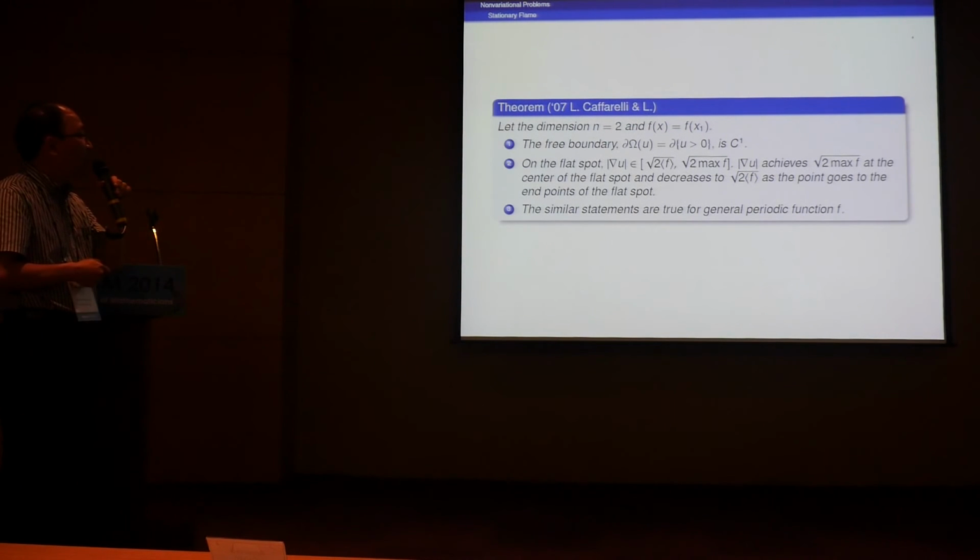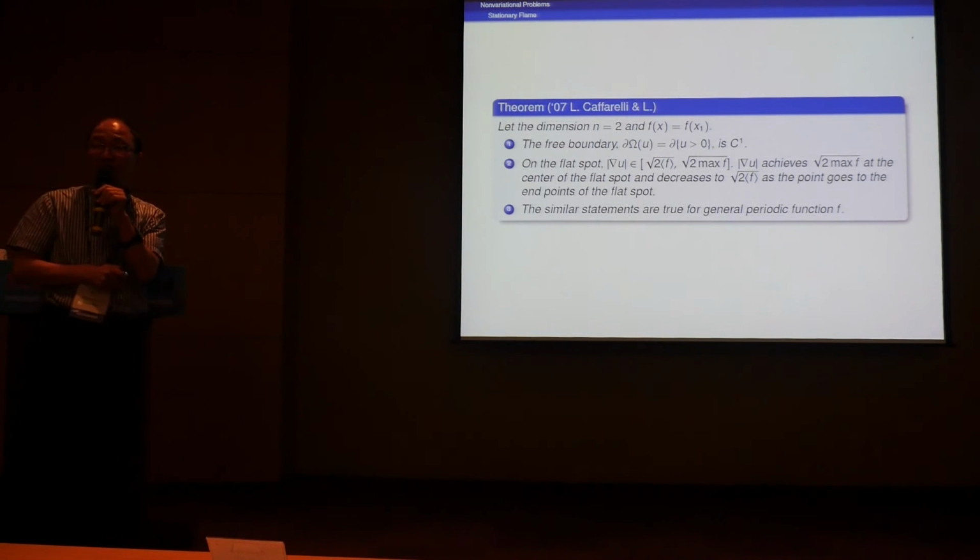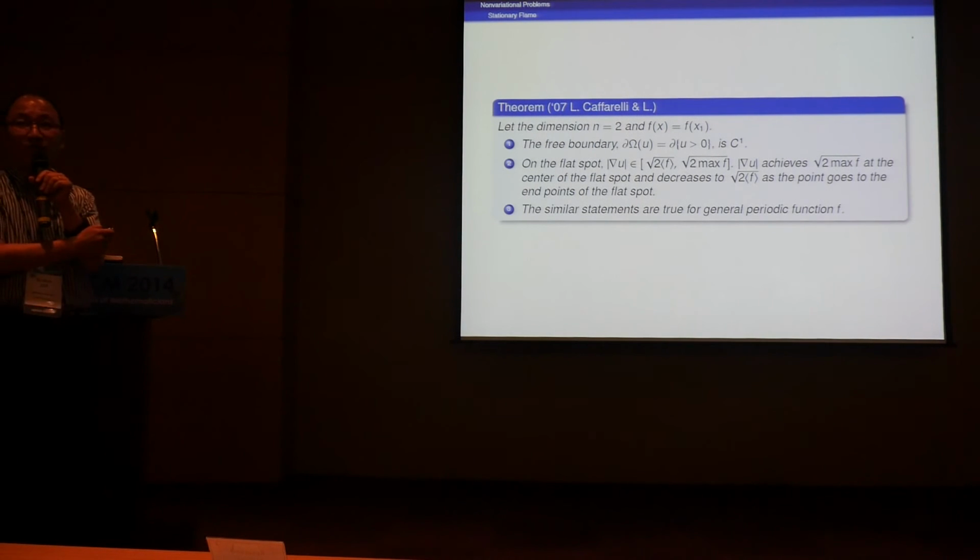Even though it has a flat spot, we can show the free boundary is C1. And the gradient is between the average and the maximum value. Actually, the gradient will achieve the maximum value at the center of the flat spot, and then it will decrease to the average as the point approaches the end point. Similar statements are true for a general periodic function, f. So this is a kind of new free boundary problem. We are working on the regularity of this new free boundary problem with my student. It's a very interesting issue. New species somehow in this area.